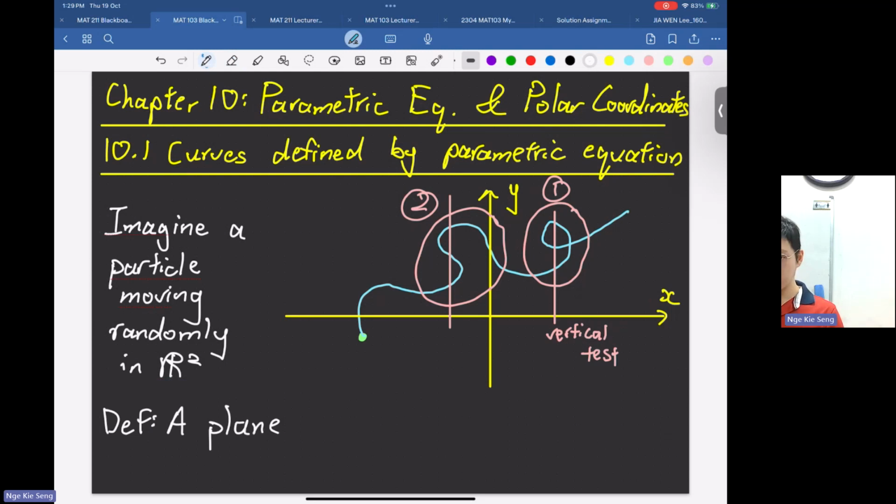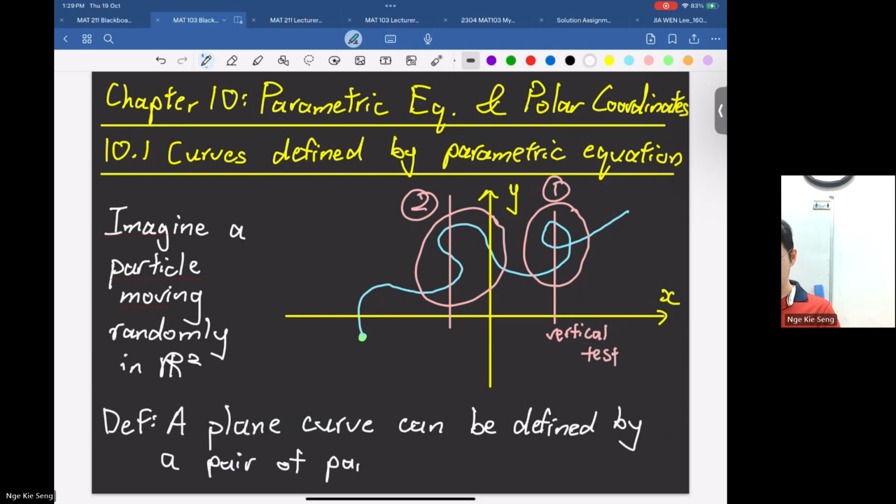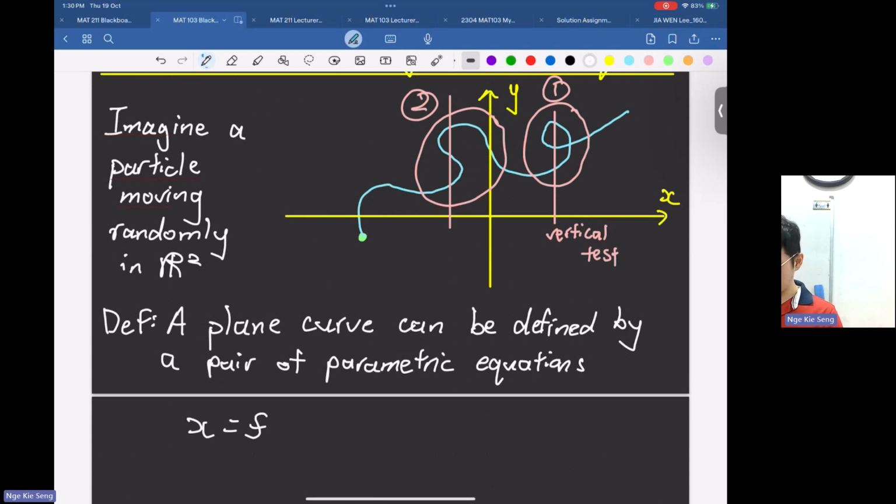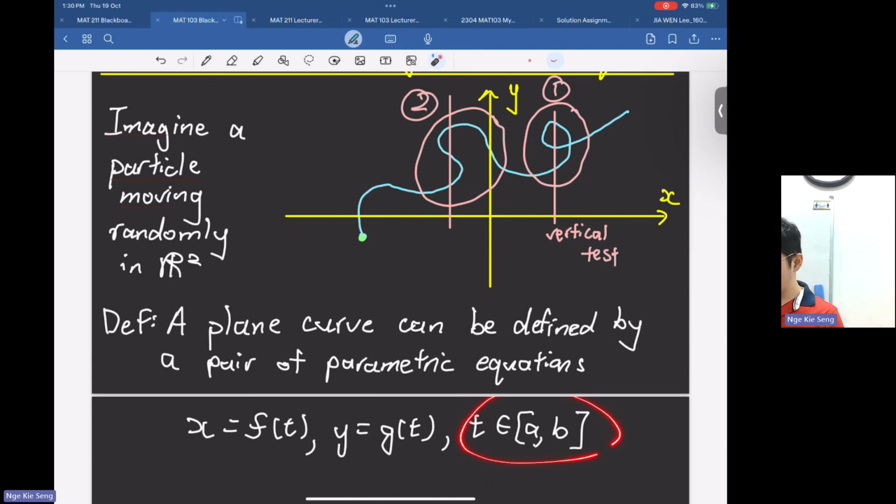Plane curve. Okay, this is what we call a plane curve. A curve on a plane can be defined by a pair of parametric equations, such that x equals f(t) and y equals g(t), for t in an interval. So meaning what? My time has a finite interval, and then my x coordinate and y coordinate are described by the same variable but different functions.